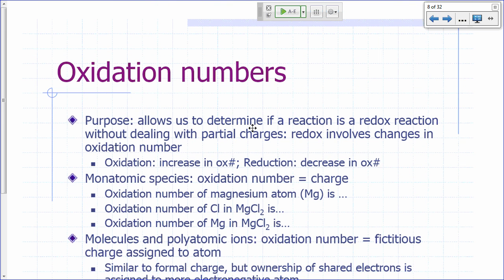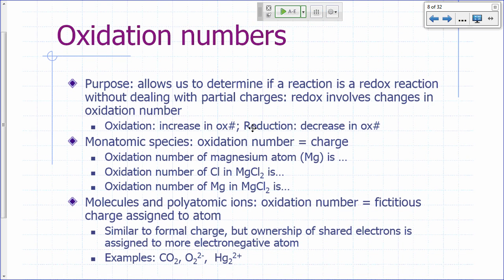Now, we don't like to have to deal with partial charges. Okay, and so as a matter of convenience, we define the thing called oxidation number, to allow us to determine if a reaction is a redox reaction without having to worry about partial charges. And in general, what we do is we examine our reaction and we look at the oxidation numbers.